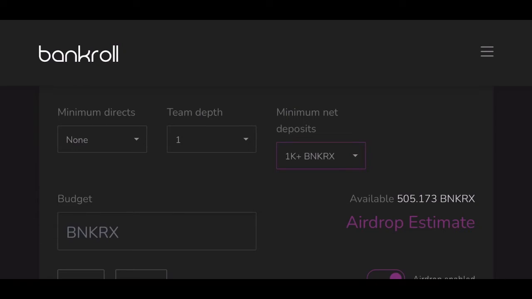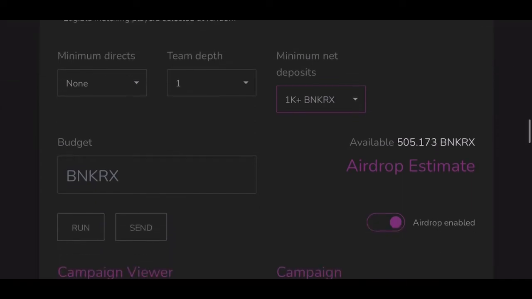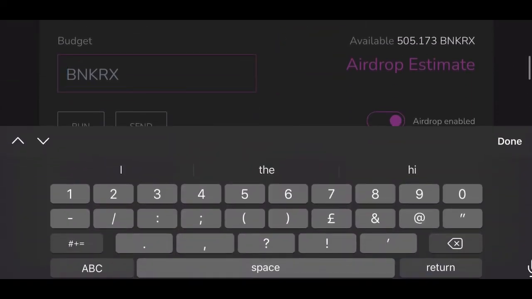But I have done giveaways and airdrops with more depth. For the example in this one, I'm going to use one depth. And the minimum net deposits, I'm going to do 1,000. So your deposited amount must exceed your claimed amount by at least 1,000 Bnkrx, meaning you are net positive. And my budget, I'm going to run it as 500 Bnkrx.